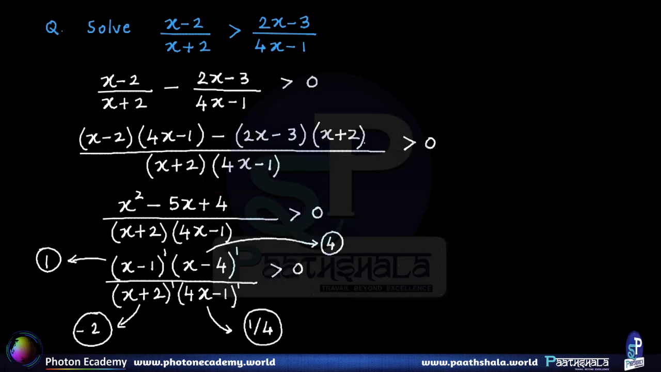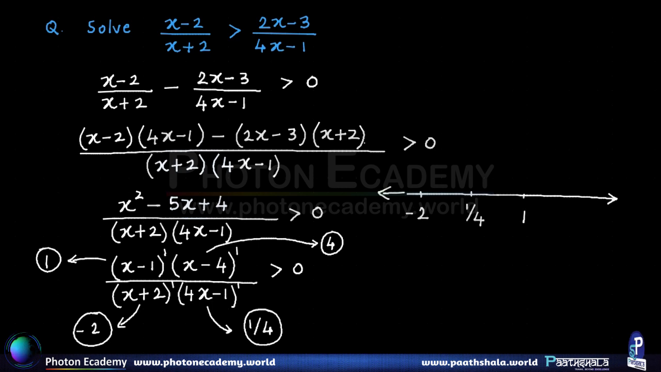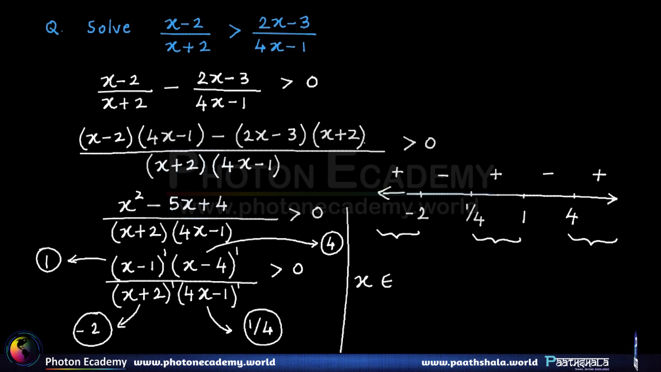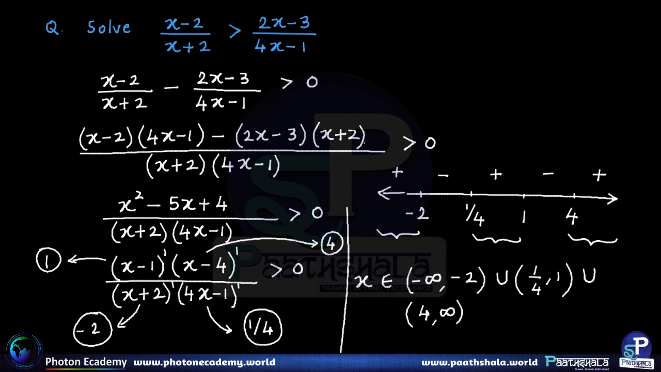So therefore to mark it on a number line, the smallest value is minus 2, so let's write it here. Then we have 1 by 4, then we have 1, and finally we have 4 as the largest value. So writing plus and then minus, plus, minus and plus. Since we want the greater than 0 inequality, we collect all the positive marked intervals. So finally the answer is x must belong to the leftmost interval, minus infinity to minus 2, or from 1 by 4 to 1, or 4 onwards to infinity. So that's the answer of this particular inequality.